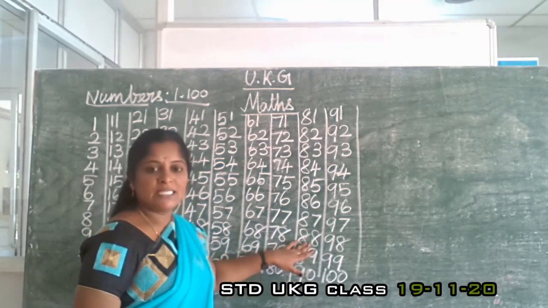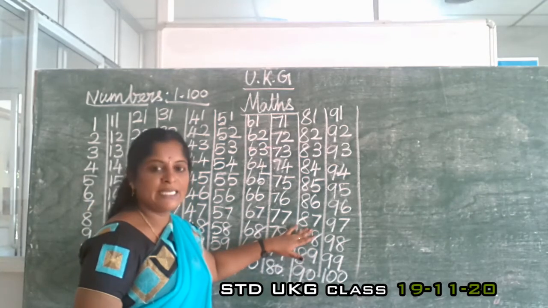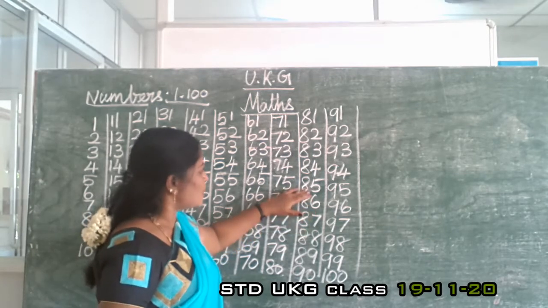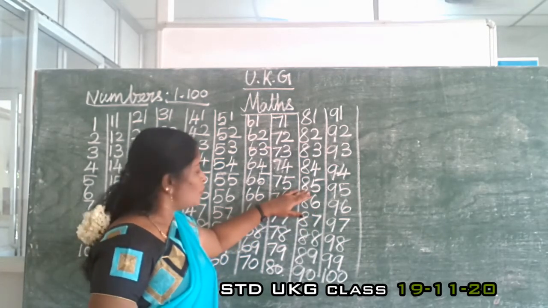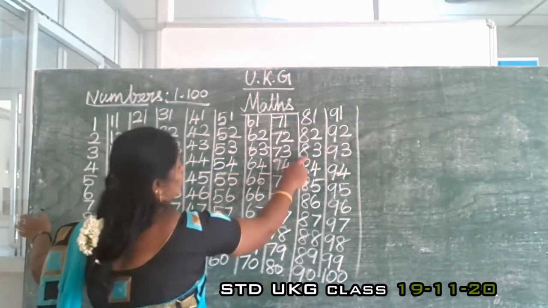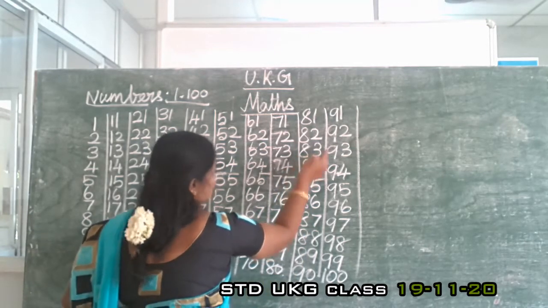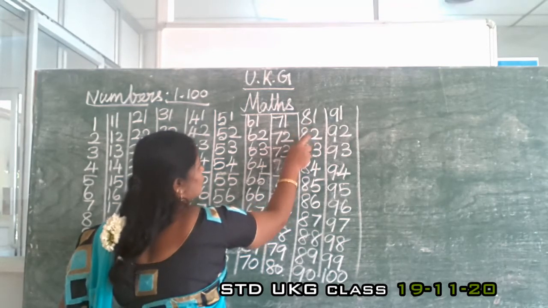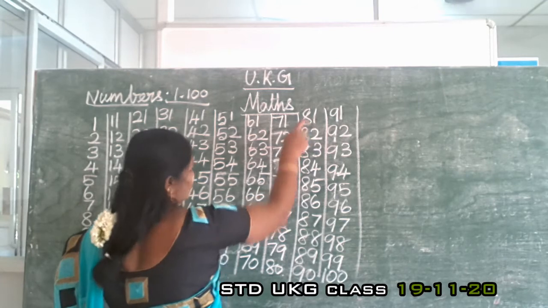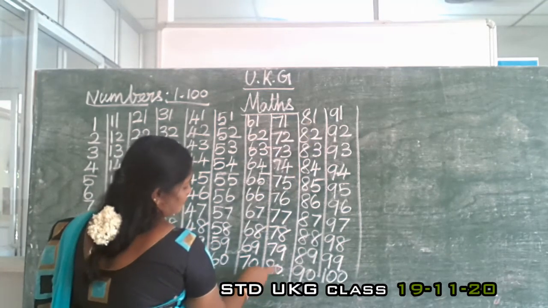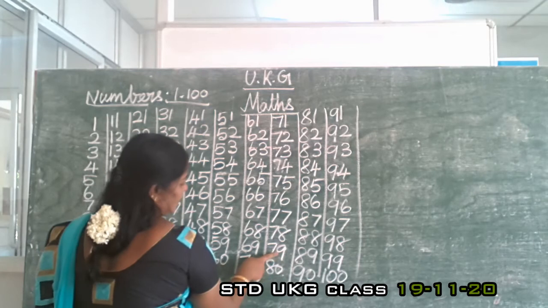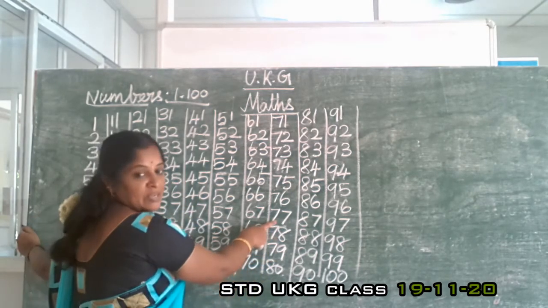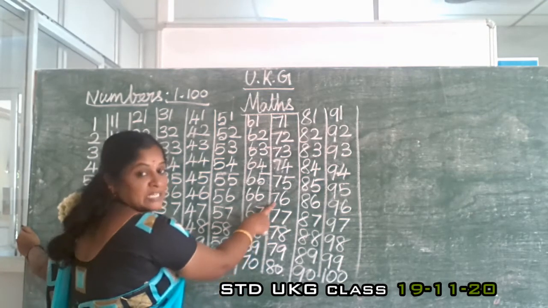89 before number 88. 88 before number 87. 87 before number 86. 86 before number 85. 85 before number 84. 84 before number 83. 83 before number 82. 82 before number 81. 81 before number 80. 80 before number 79. 79 before number 78. 78 before number 77. 77 before number 76.